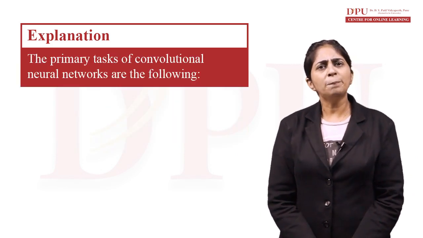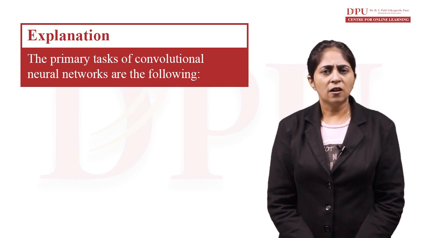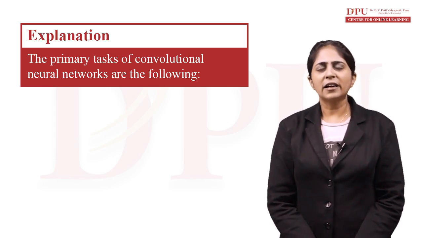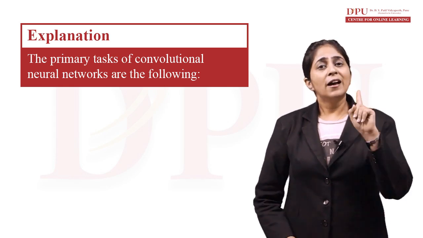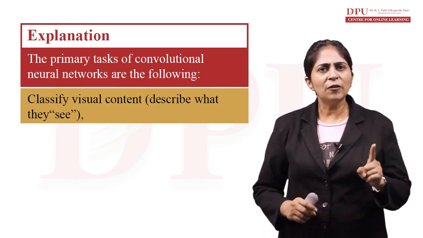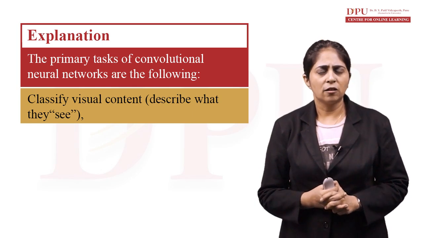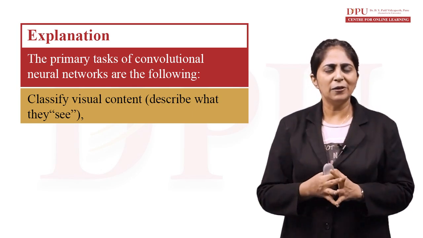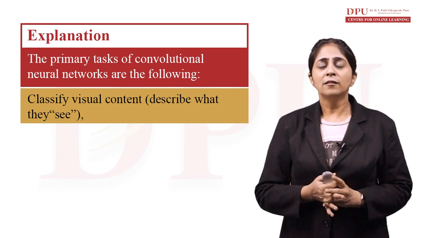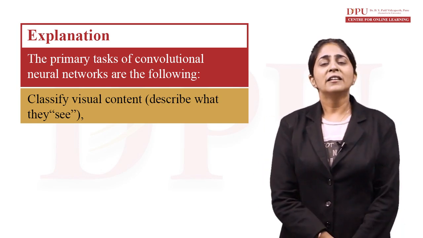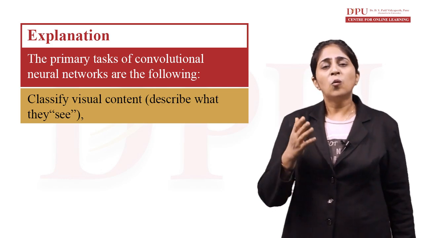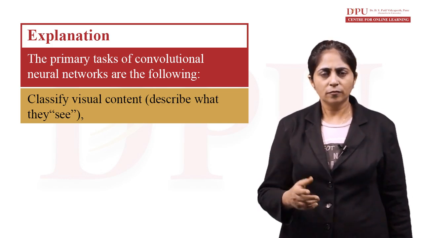If we talk about the primary task of CNN, what are the primary tasks that our CNN performs? First of all, the first thing is to classify the visual content. Whenever a particular image is provided to our CNN, the first task is to classify the visual content, that is, to describe what it sees.